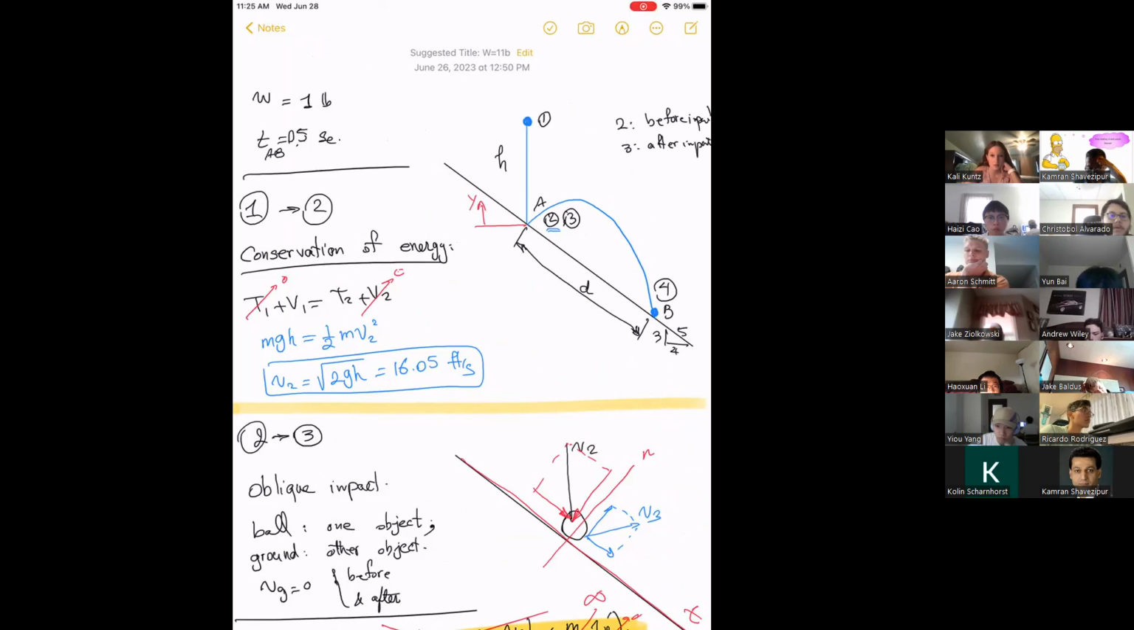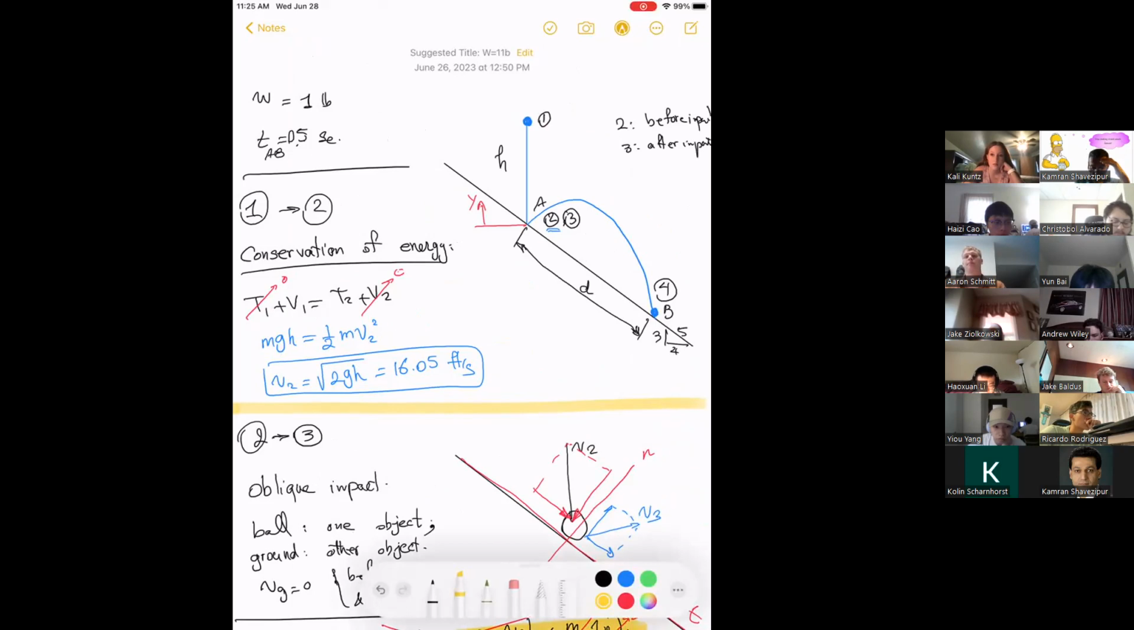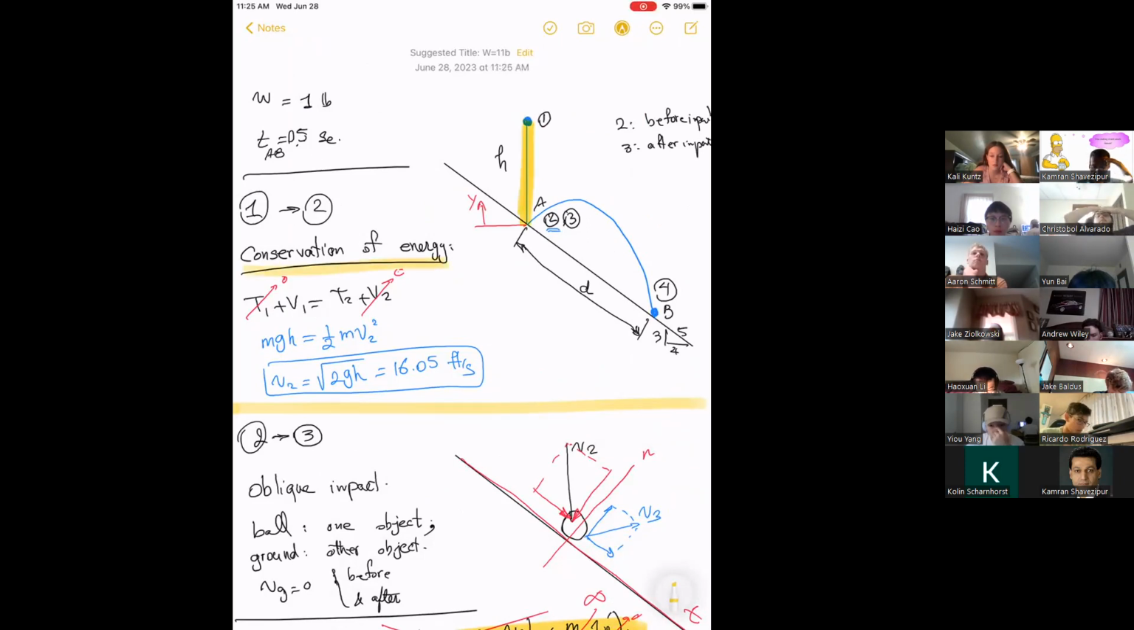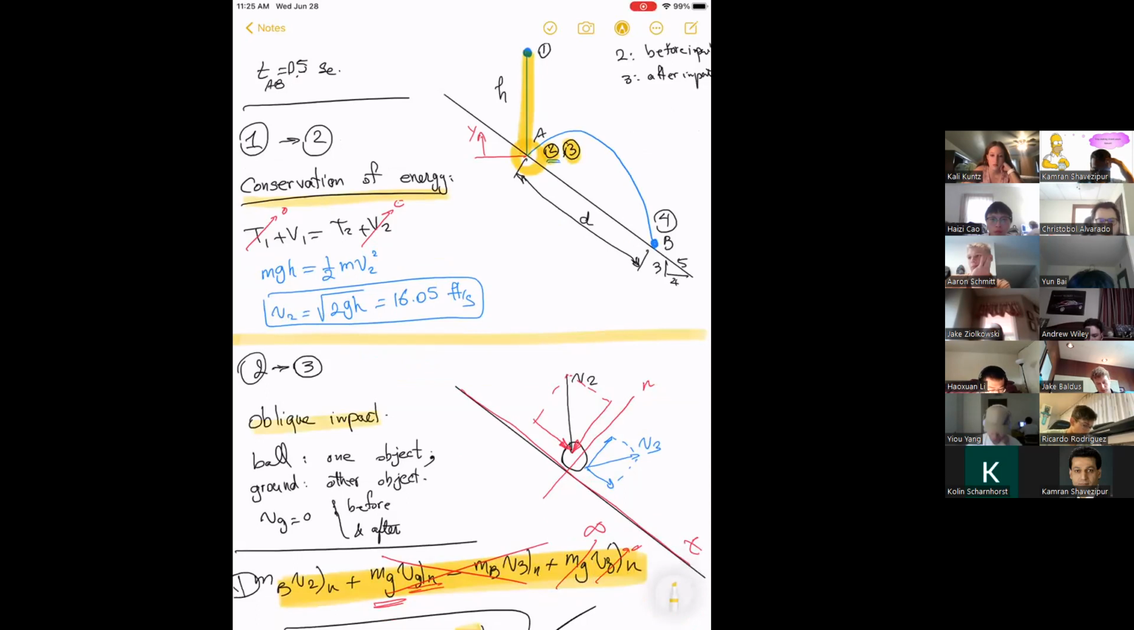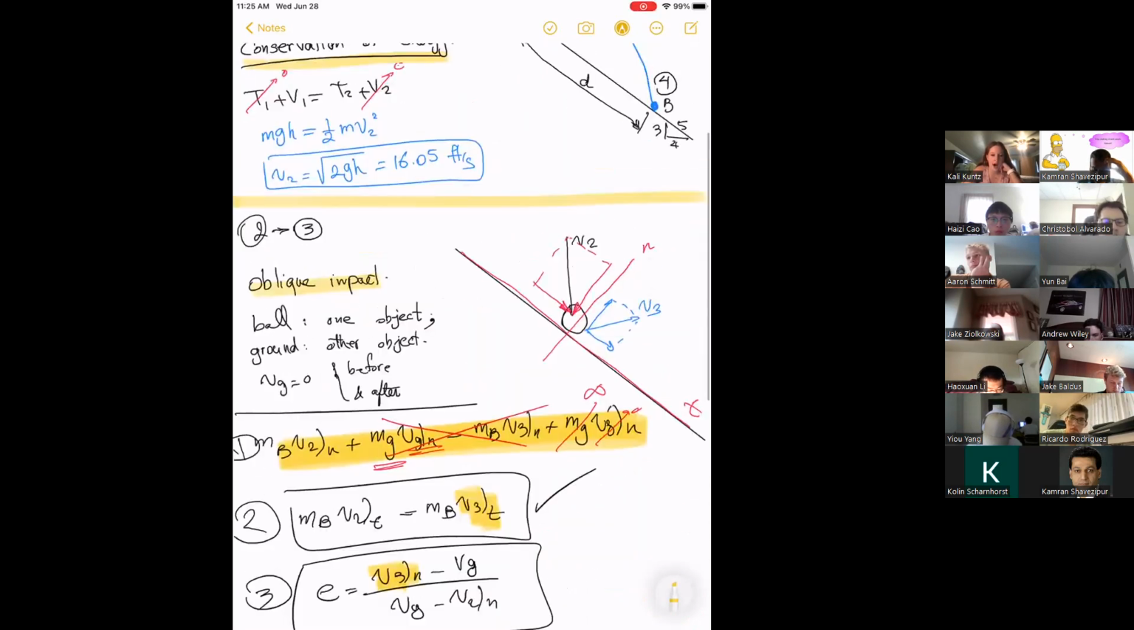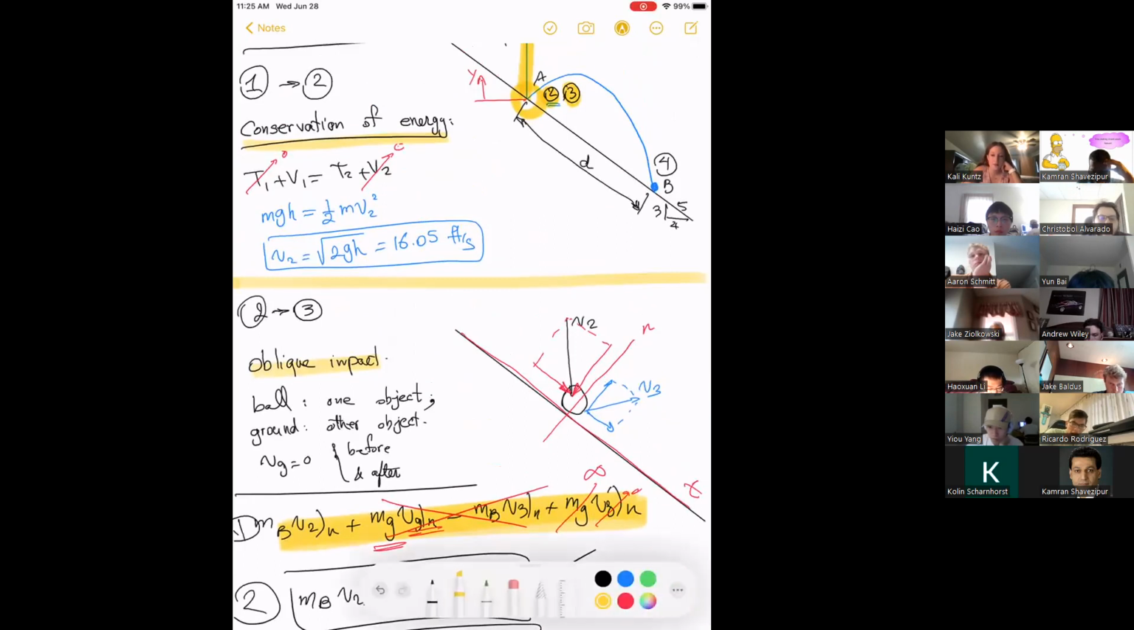As I mentioned, the problem has 3 steps or 3 stages. One is when it goes from 1 to A, which is a free fall. It was conservation of energy, we solved it. The second one is right at the impact, which is 2 before impact and 3 after the impact. And it's an oblique impact. We started working with this and we didn't finish. So let's continue that.